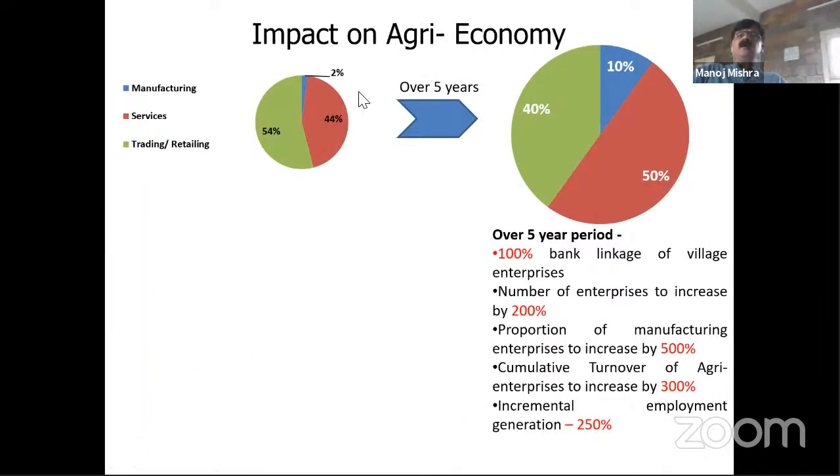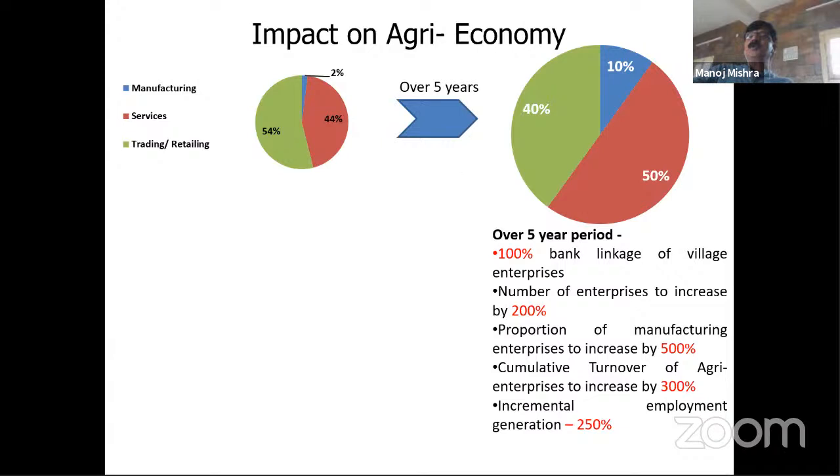If you look at the impact, as of now, the manufacturing sector, in very specific cases of some locations, might be just 2%. Services has gone up to 44% at certain places. Trading is happening. Agro service centers are coming up, but for whom, in what manner? Over a 5-year projection period, this is the kind of percentage of the scale that I'm talking about.